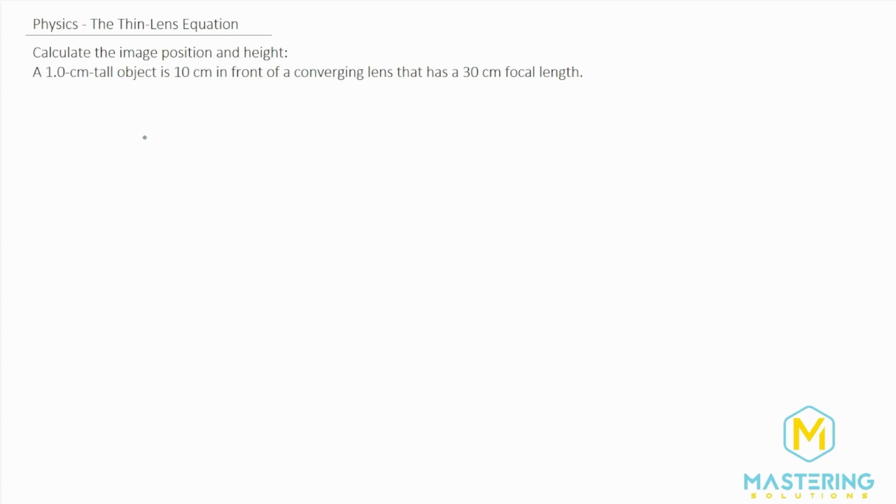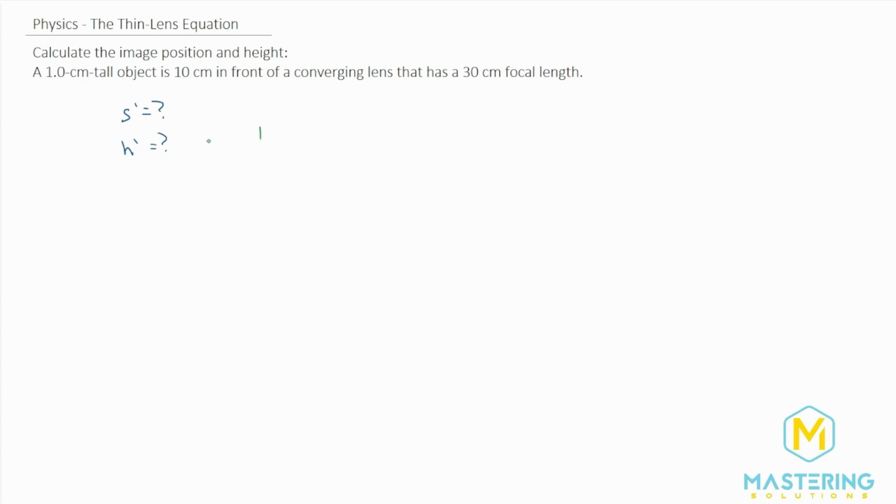We aren't asked to draw a ray diagram with this, so we're only going to do the math for these ones. We need to find the image position and the height. The image position is going to be S prime, and the height of the image, of course, is H prime. We'll start with the image distance, and we're going to use the thin lens equation to solve for that.